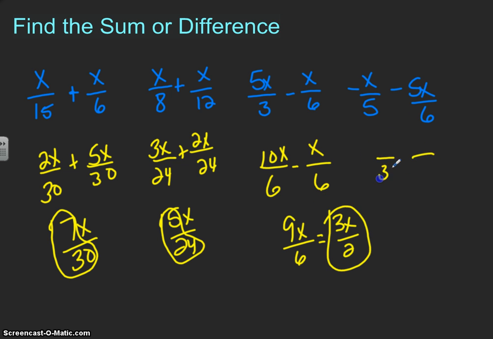30 is the common denominator. 5 into 30 goes 6 times. 6 times x is 6x. 6 into 30 is 5 times. 5 times 5 is 25x. I'm going to subtract, so I get a negative 31x over 30. I can leave this improper. I don't want to make this a mixed number because it does have a variable. So I'm finished with this. This is good.